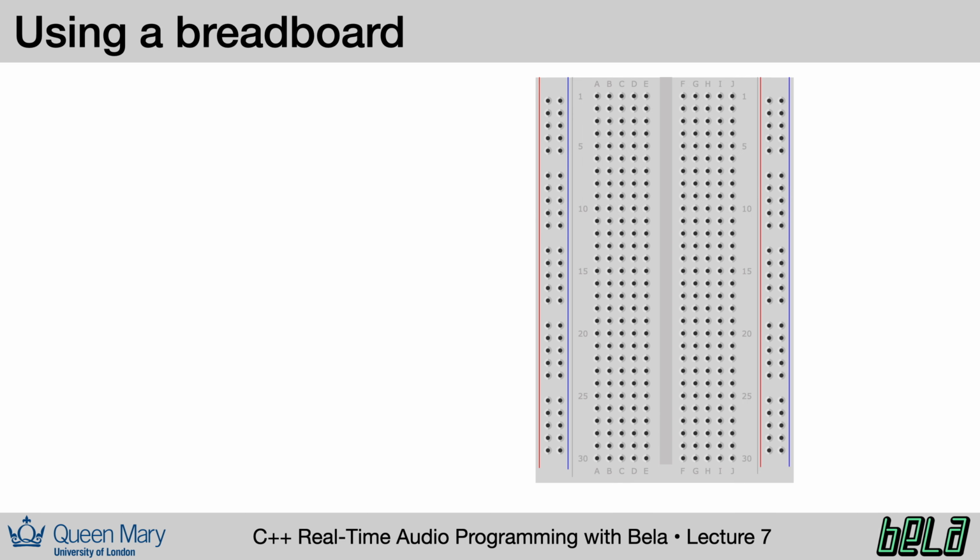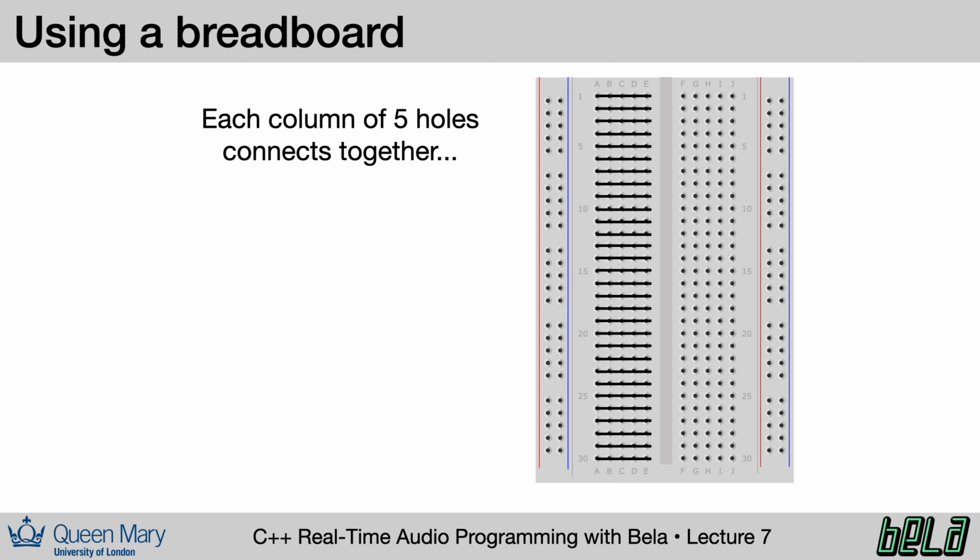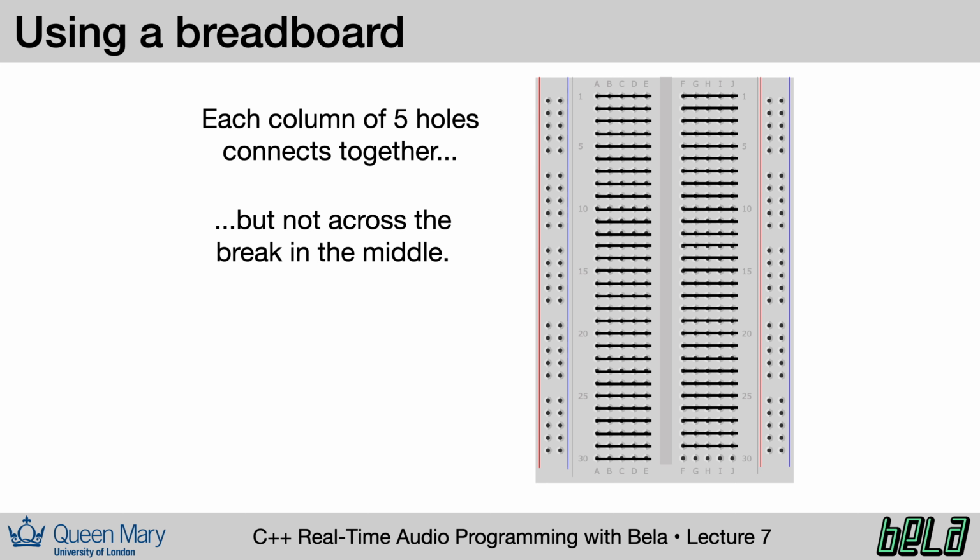In the previous lecture, we looked at using an electronic breadboard, and I'll review this briefly now. The breadboard is essentially a way of connecting different electronic components together. Each column of 5 holes is connected internally by a metal strip, such that wires put into the same column will be connected together. The same is true of the other side of the breadboard, but there's no connection across the break in the middle.